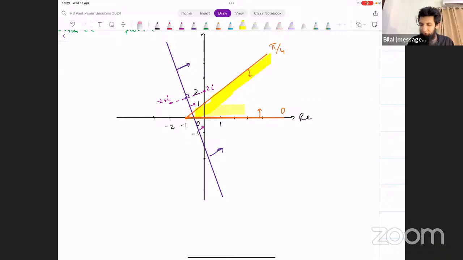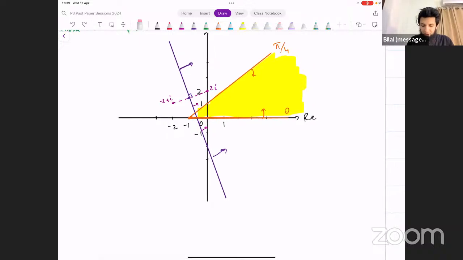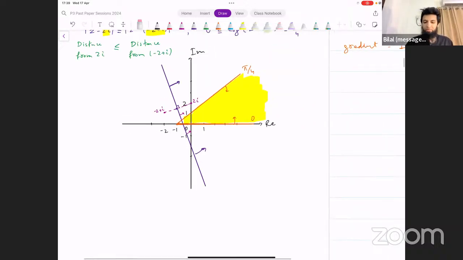This is the part that you're going to shade there. This satisfies all of these conditions. Okay, this small part, this triangle, make sure that that is not shaded, because this is to the left of the perpendicular bisector. That will not be shaded. The part on the right side there is what is going to be shaded. Okay, that's the part that you shade. Make sense?